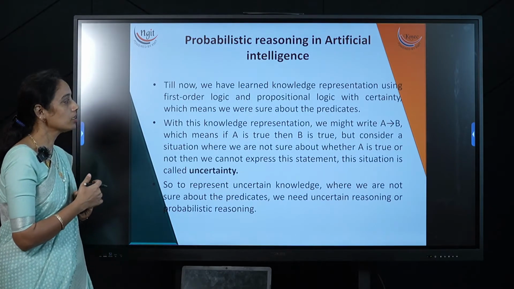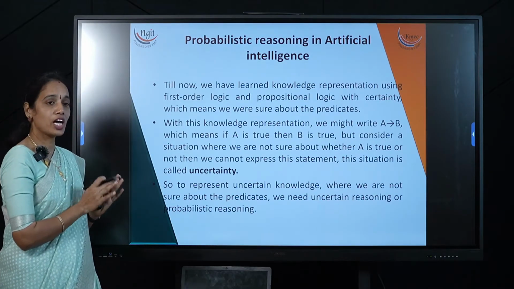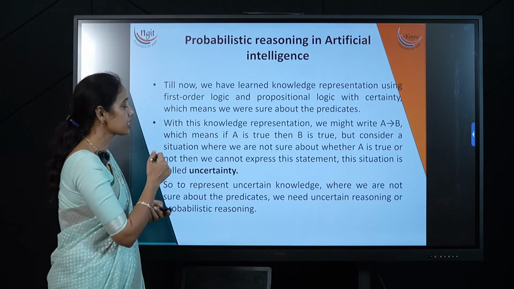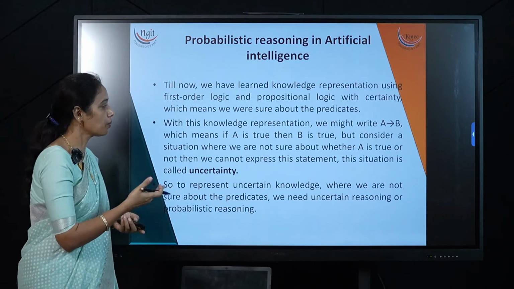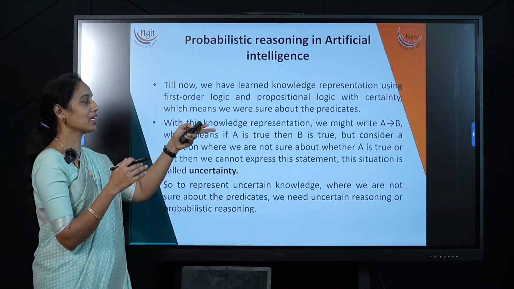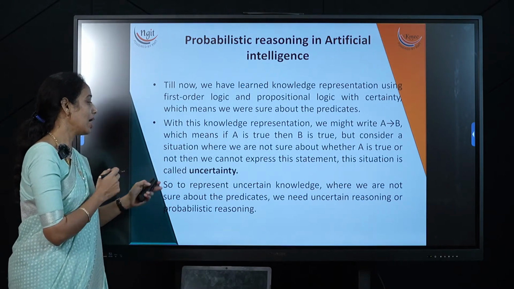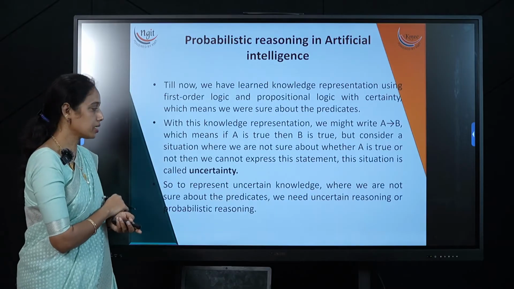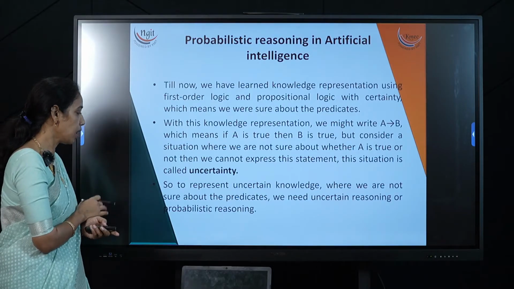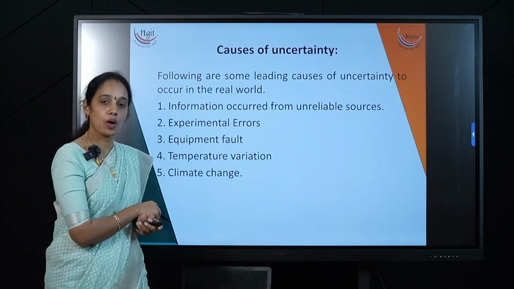Till now we have learned knowledge representation using first order logic and propositional logic with certainty. That means we are sure about some predicates. With this knowledge representation we might write A implies B, which means if A is true then B is true. But consider a situation where we are not sure whether A is true or not, then we cannot express this statement. Such a situation is called uncertainty. So to represent uncertain knowledge where we are not sure about predicates, we need uncertain reasoning or probabilistic reasoning. One way to handle this uncertainty is probabilistic reasoning.